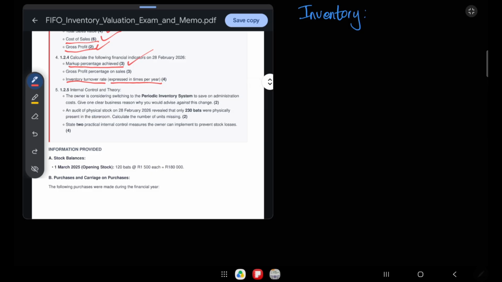So the owner is considering switching to the periodic system, meaning they count at a later stage, to save on administration costs, meaning having to count all the time. Give one clear reason why you would advise against this decision.